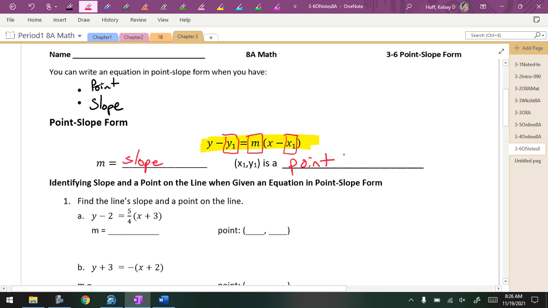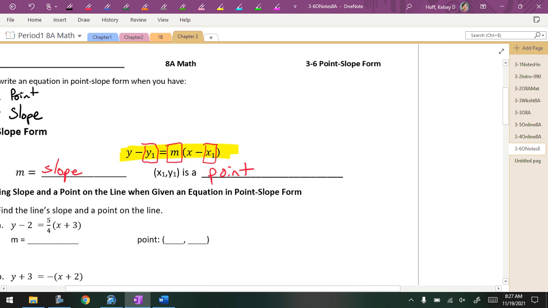Okay? I want to use this space right here. Let's say the slope is -1/3, and I'm going to give you the point 2, -5. We're going to put this into point slope form. We write y minus y1 equals m parenthesis x minus x1.